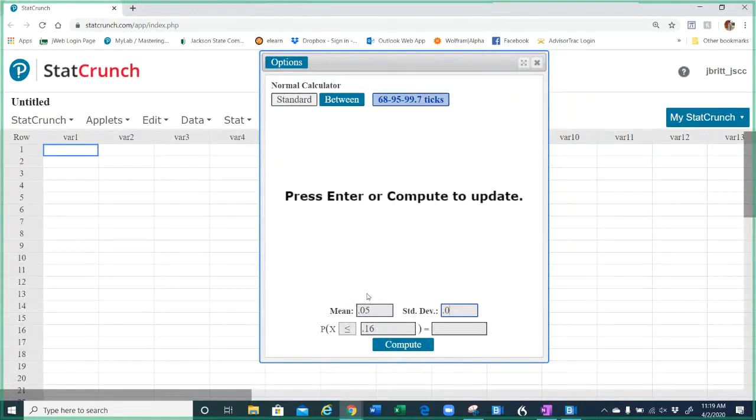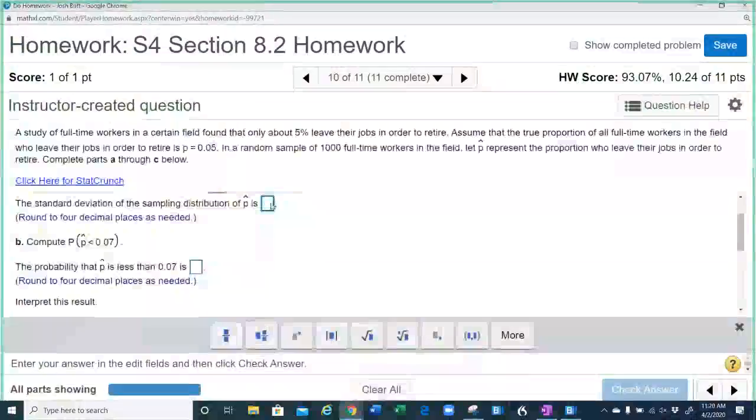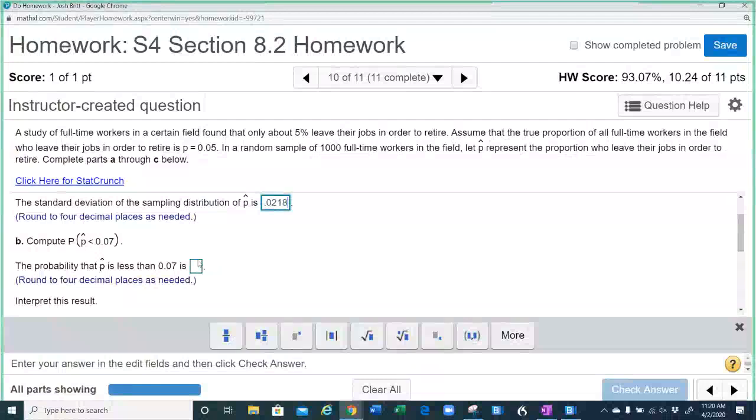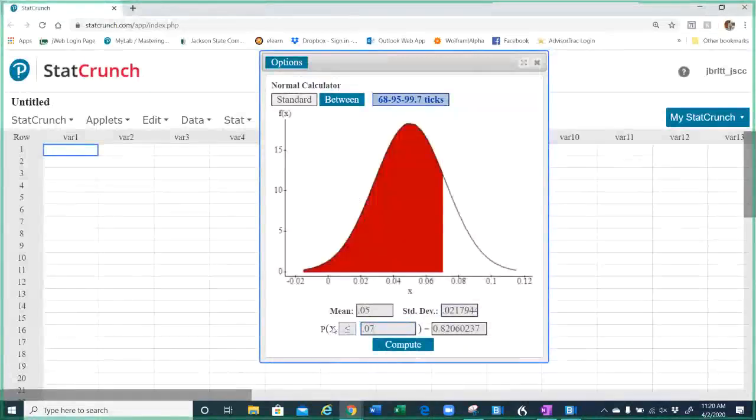Oh, 0.0179449. And going here to four decimals, which would be 0.0218. Make sure you round correctly. And now we'll do less than 7%. 0.8206.